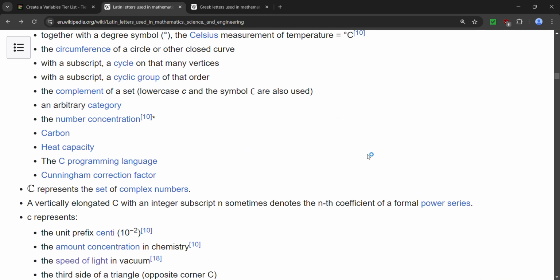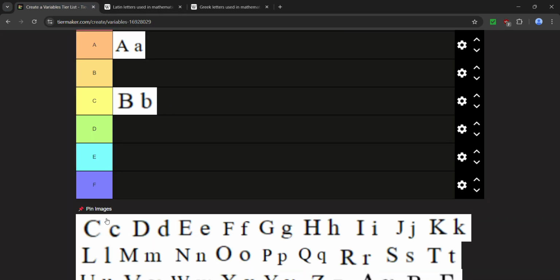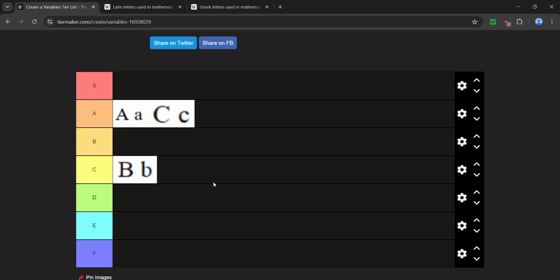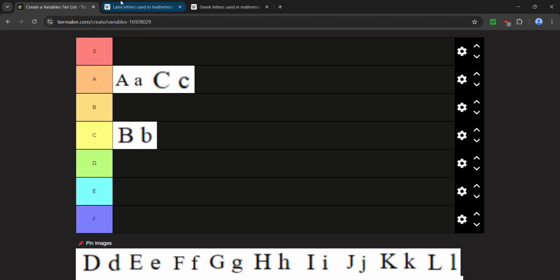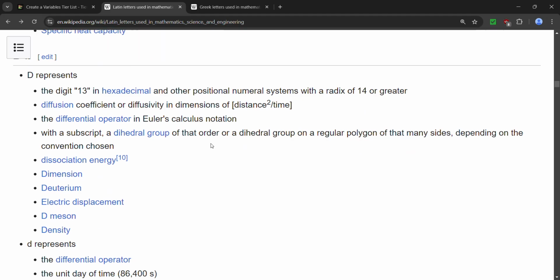I wouldn't say any of them are as important as area, but what would we got? Circumference, Celsius, speed of light. Those are all pretty important. That's definitely going in A tier. I kind of am a little bit tempted to put it in S tier, but that's a good one. Okay, D. D, what do we got?